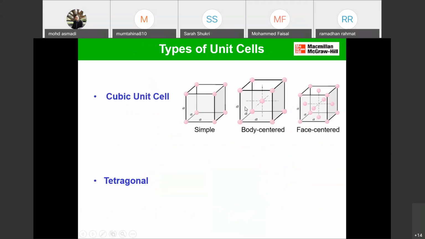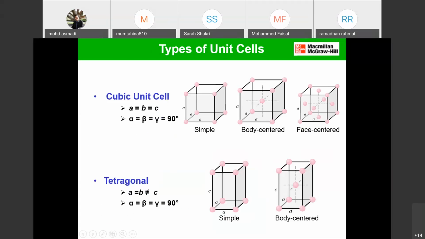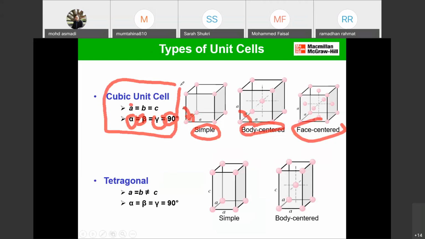If you look at here, the unit cells, as I told you, differ in their angles as well as their lengths. For the cubic unit cells, the angles alpha, beta, gamma are all equal to 90 degrees, and the lengths are equal: a equals b equals c. They are categorized as simple, body centered as well as face centered. This is what we call the cubic unit cell.